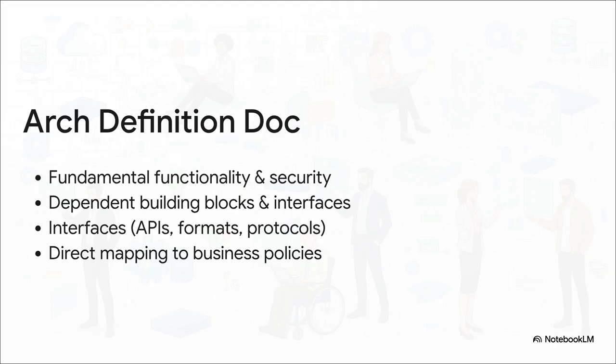Guys, this document is the ultimate blueprint. It details the fundamental functionality and security attributes, it lists out the dependent building blocks, it meticulously defines the interfaces, your APIs, data formats, network protocols, the whole shebang. And perhaps most importantly for business alignment, it provides a direct mapping to show exactly how these deeply technical elements execute your overarching business policies.